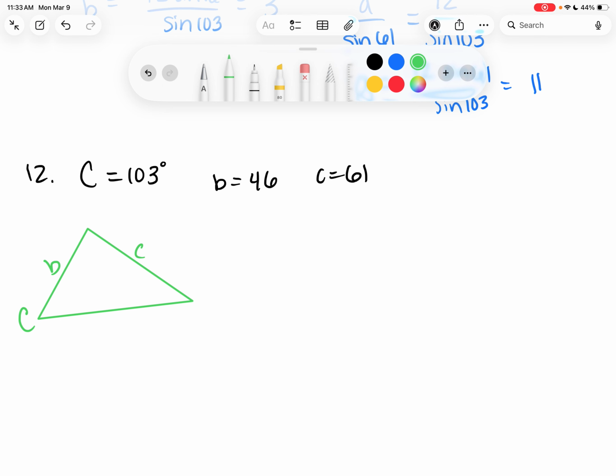C is greater than B. So you might want to write this stuff down. Side-side-angle, it's obtuse. The reason is that C is greater than B. And so that tells me that I have one triangle, so I only have to solve one.